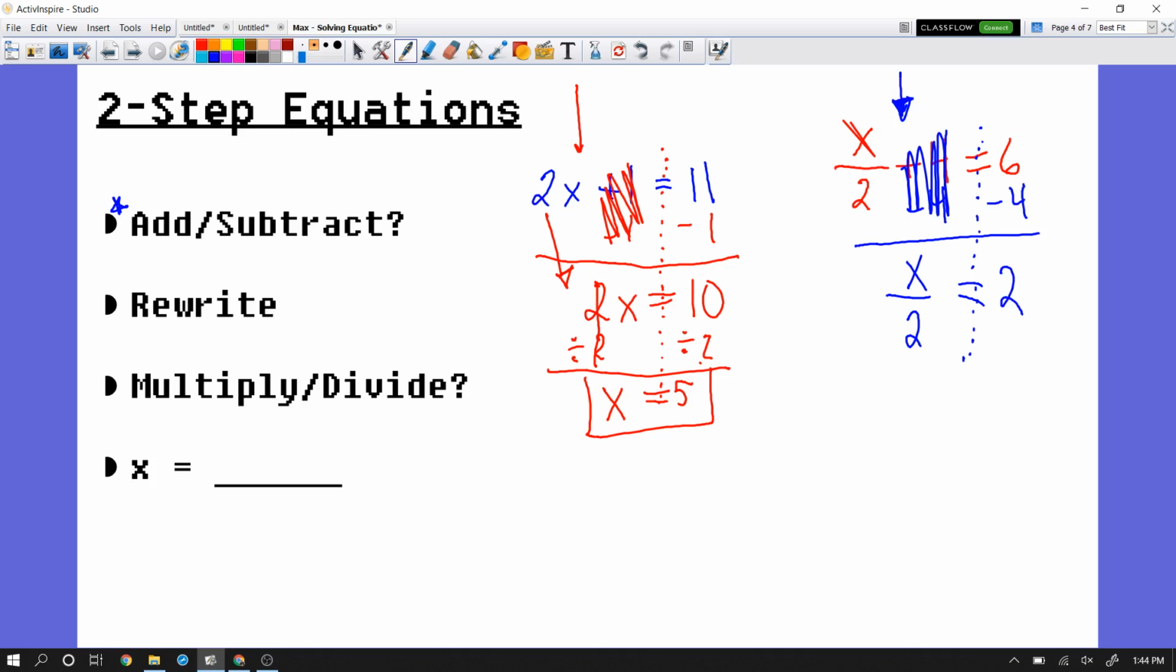What operation do you see? I see a fraction, so that means division. My question to you is, what are you going to do? I'm going to multiply by 2. Again, avoid using x to show multiplication. All right, so let's plug this back in. 4 divided by 2 is 2, plus 4 is 6. Check.